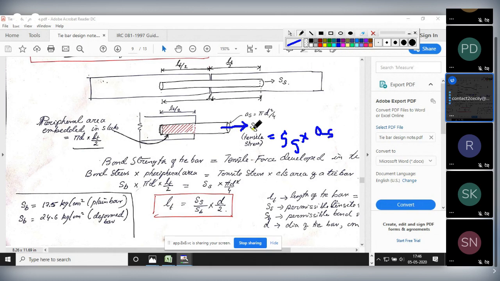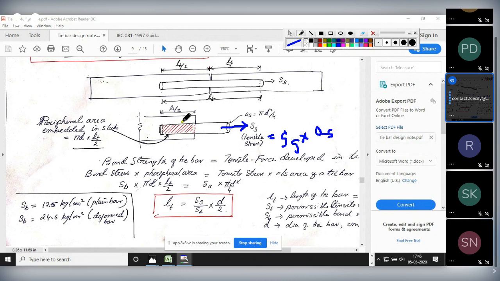So this is your tensile force. They are saying that this tensile force must be lesser than the bond strength. That is, this tensile force must be lesser than the grip. Obviously, if this tensile force is greater, then what happens? This tie bar will come out, right?